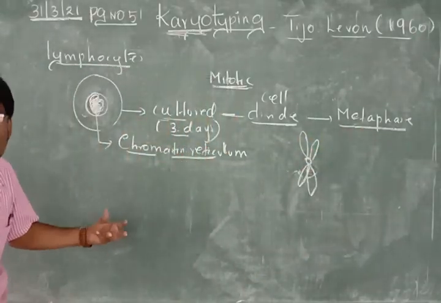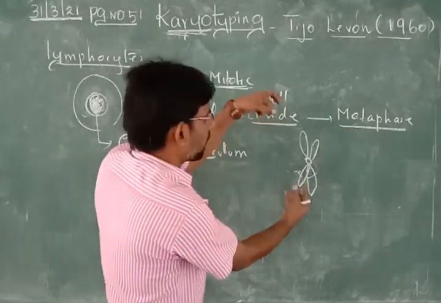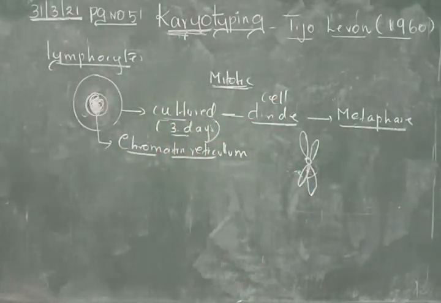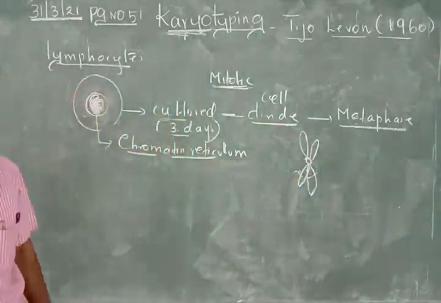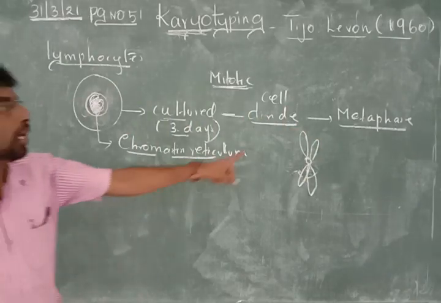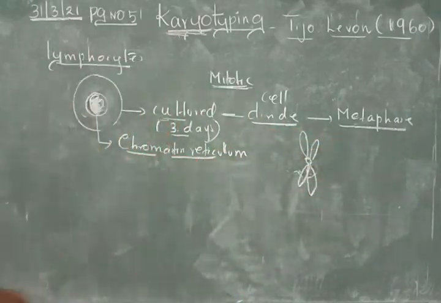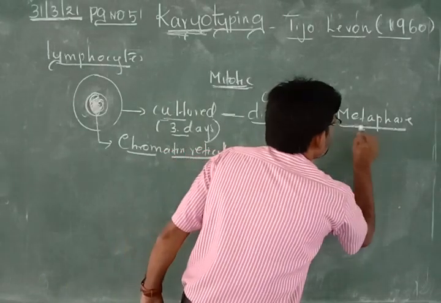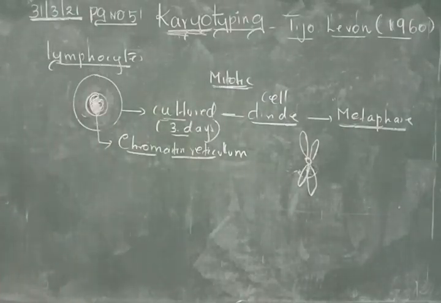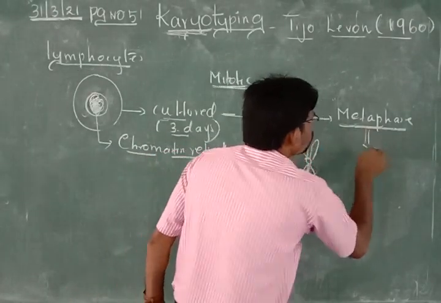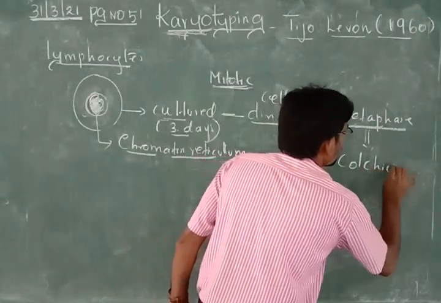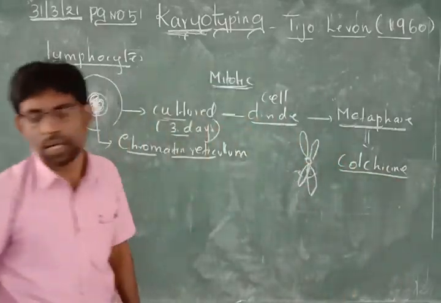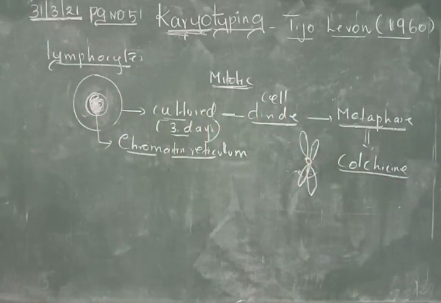After the spindle fiber forms, all the chromatin fibers, everything will be separated. So the ideal phase where you can clearly study the shape and the structure of the chromosome is the metaphase. So what should happen is, during this culture process, the cell division should stop at metaphase. So we are using a chemical to stop this cell division at metaphase, called colchicine. A very important chemical that stops mitosis at metaphase.